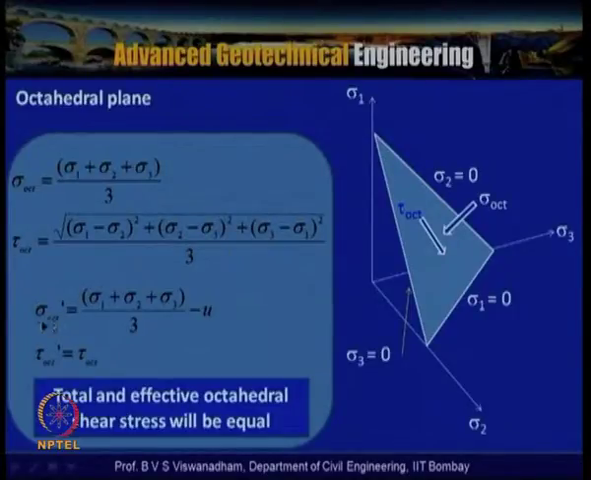So sigma dash octahedral is equal to sigma 1 plus sigma 2 plus sigma 3 by 3 minus u, and tau dash octahedral is equal to tau octahedral. So the total and effective octahedral shear stresses will be equal.